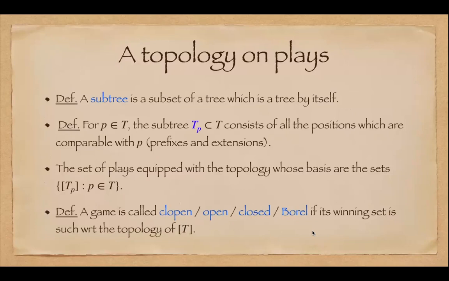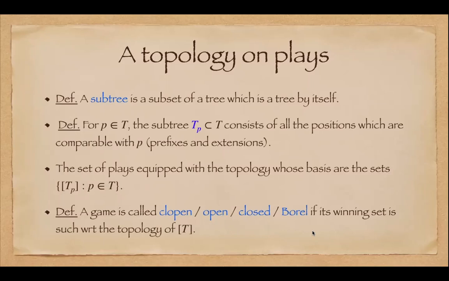So I need a few definitions. A subtree of a tree is just a subset of the tree. So it's a subset of the positions which is by itself a tree. So it doesn't have terminal nodes, and every position, all the prefixes of that position are also in the tree. So this is a subtree.